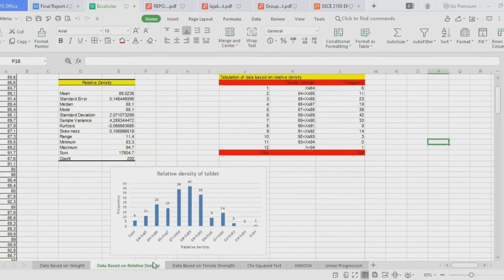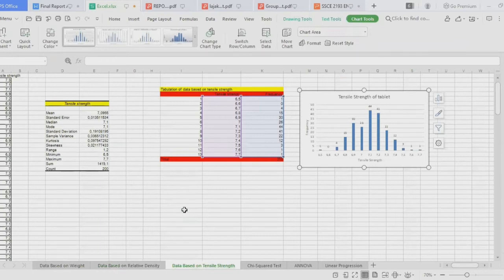The next is the column chart for relative density of tablet. There are 42 tablets having relative density between 88 and 89%, which is the highest frequency, while there is no tablet having relative density between 93 and 94%, which is the lowest frequency out of 200 samples. The relative density of tablet has a mean of 88.02% and a standard deviation of 2.07%.